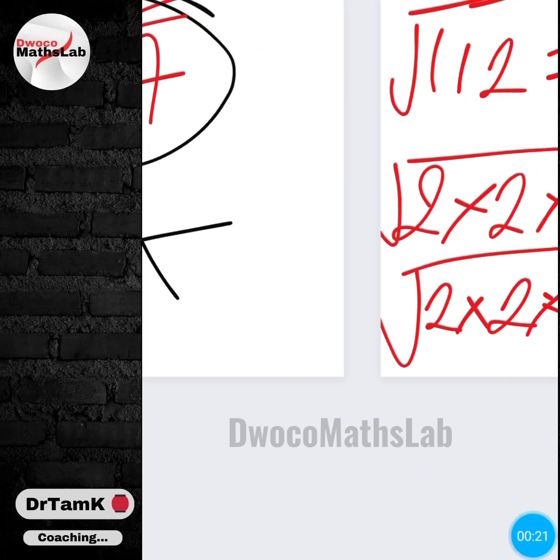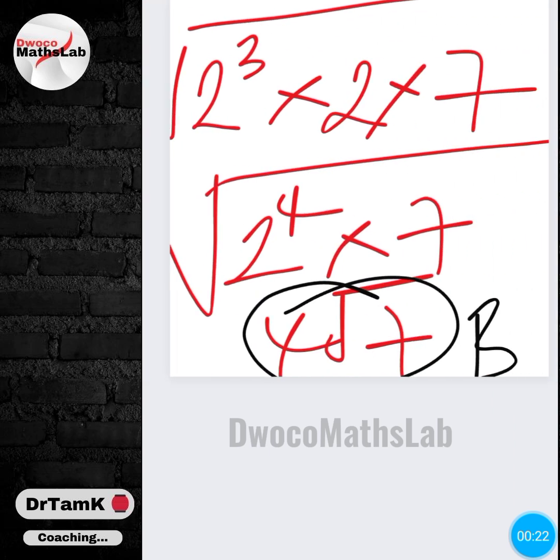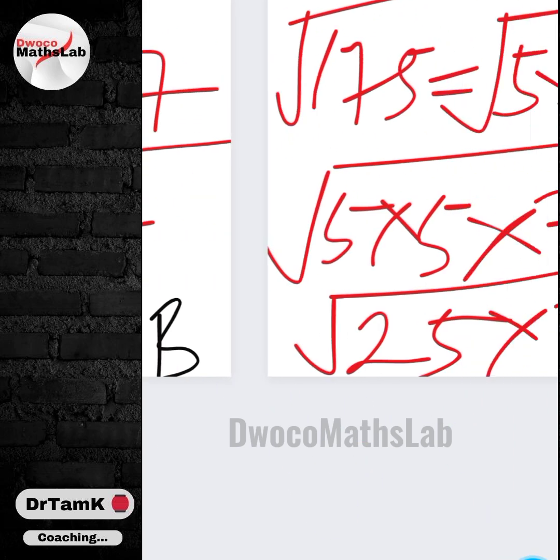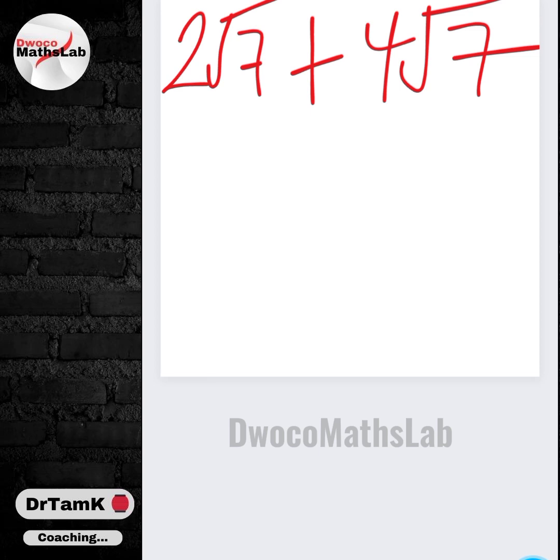Which is the first part, and then join it with the second part, which is what? 4 root 7. Exactly. So if I do that, I get this: 2 root 7 plus 4 root 7. Now, obviously, if you look at them, we have root 7 and root 7. Is it clear? Root 7, root 7.